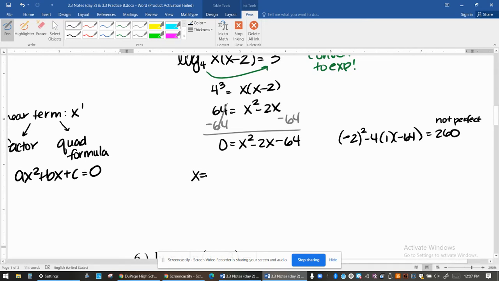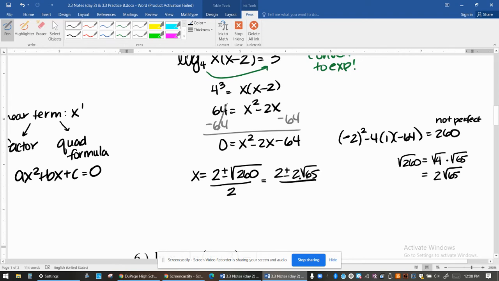So I'm going to do x equals the opposite of b plus or minus the square root of b squared minus 4ac, which I already did, all over 2a. I'm going to simplify the root. So the biggest perfect square that goes into 260 is 4. So it's 4 times 65, which simplifies to 2 root 65. Okay, then we reduce. So you can reduce these guys. I know it's been a while, right, since we've done stuff like this.